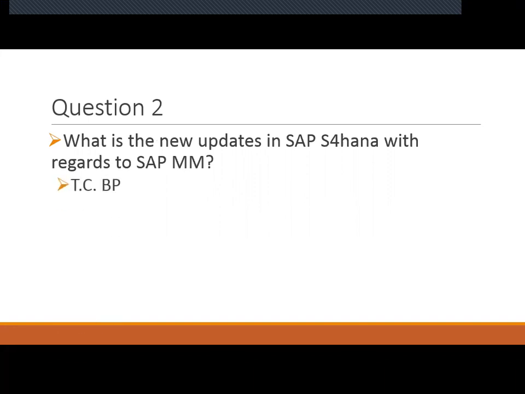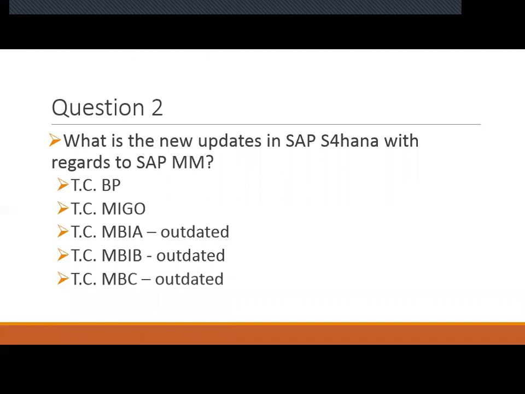And then all the goods movement will be done in MIGO transaction code. So no more MB1A, MB1C, MB1B. All those are outdated transaction codes. Everything happens within MIGO. You have to say that in the interview.